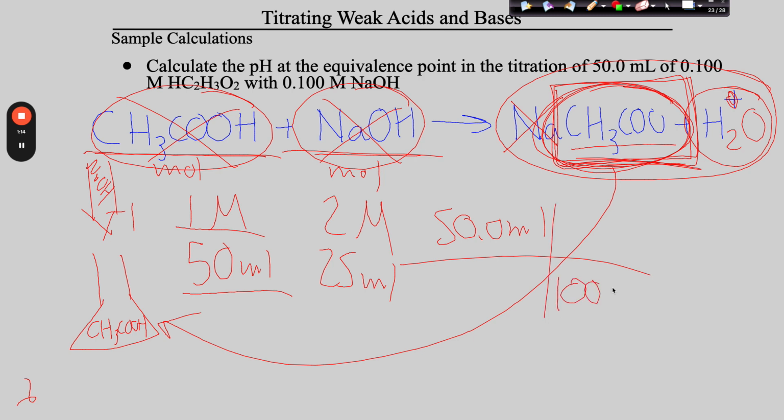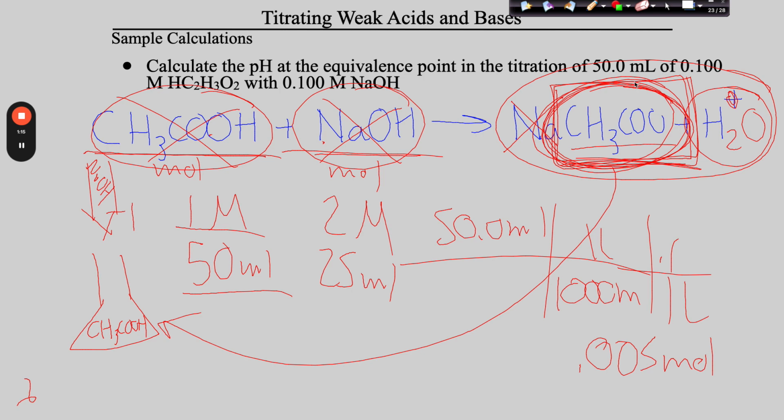1,000 milliliters is 1 liter, 1 liter, 0.1 moles. So is it 0.005? Right? So guys, we started with 0.005 moles of either one of these. So what that means is we now have 0.005 moles of this. But why don't that go in the ice box? We need the molarity. So now we need to know the volume.